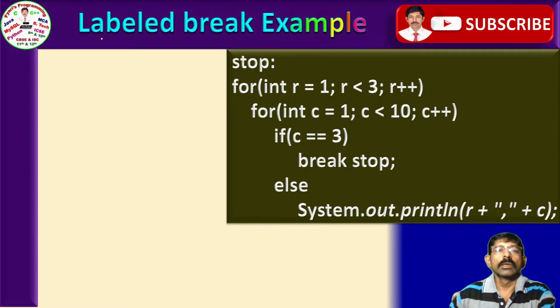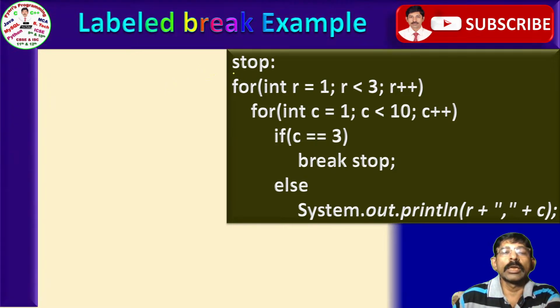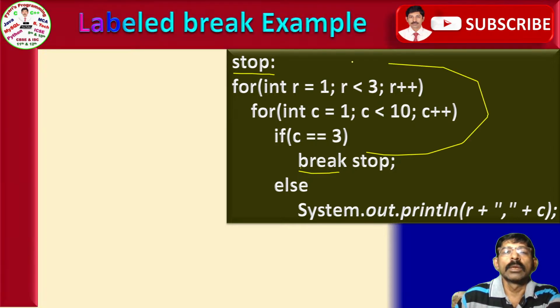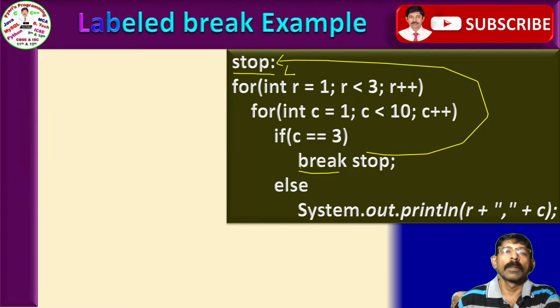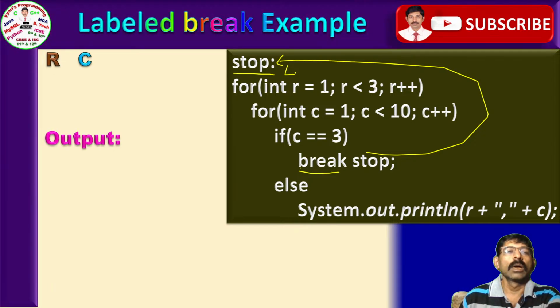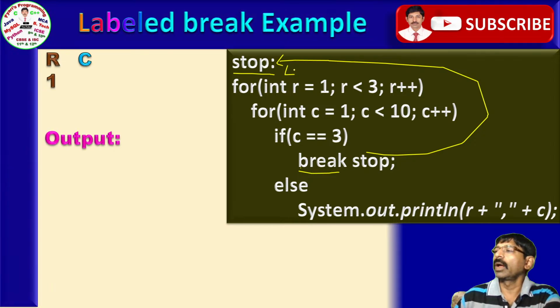Look at this. This is a label that is being used, and here I am saying break stop. Take the control to where the stop is available, to this label. That means stop or take the control outside the loop. The execution process is the same, R and C. R is 1.